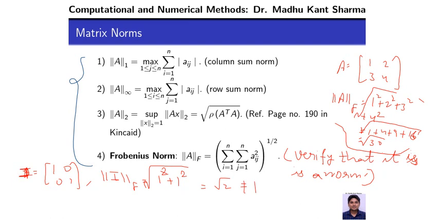Okay, so this is an example that you have a norm but it is not a subordinate or induced matrix norm, because its identity matrix norm is not 1. For a 2 cross 2 matrix you have square root of 2, for a 3 cross 3 matrix you have square root of 3, and for an n cross n matrix the Frobenius norm of an identity matrix is square root of n, that we can verify.